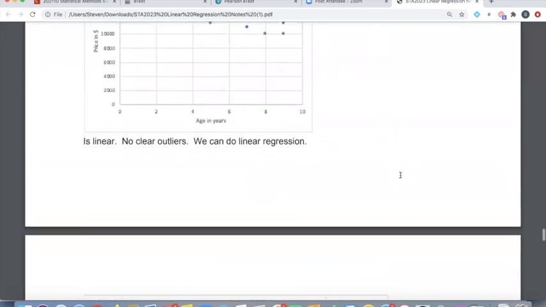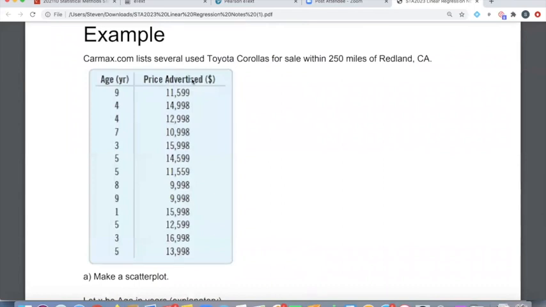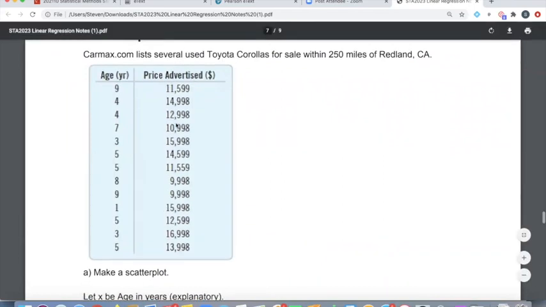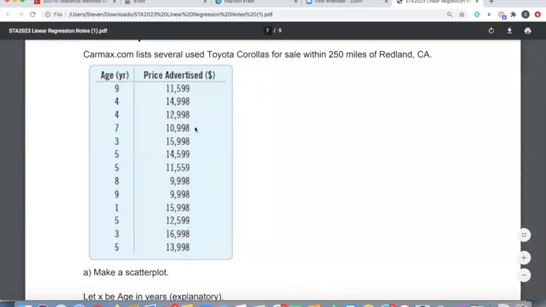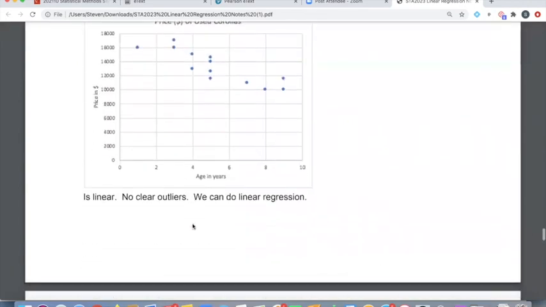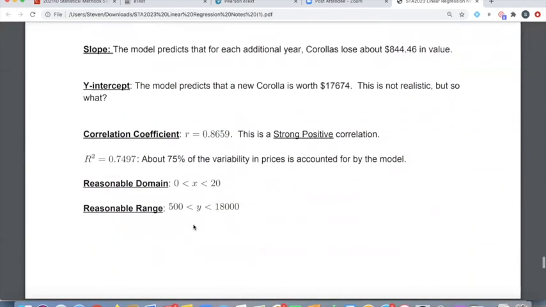Like, look at this data. Do all these Corollas cost the same price? Are they all the same price? No, they're different prices. Why are they different prices? Is it because they're different ages, or is it purely random that they're different prices? R squared tells us how much of that difference in prices we can explain and how much is pure random.